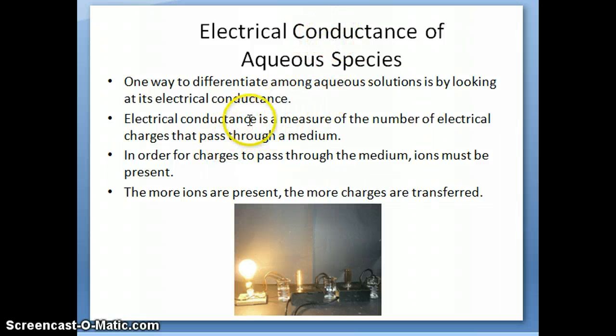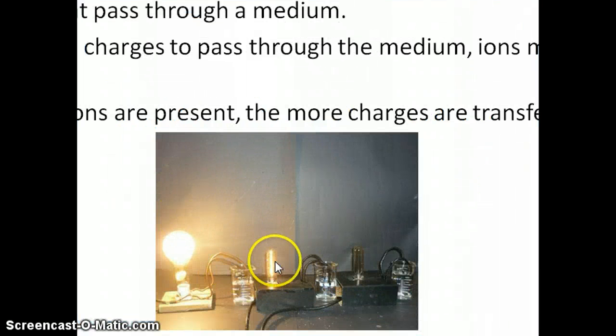So what is electrical conductance? It's just a measure of the number of electrical charges that pass through a medium, such as your aqueous solution in this case. So here's a little picture here, maybe a little hard to see, but I'm going to blow it up a little bit more. There's really three different setups here. It might be a little harder to see because this one is so bright.